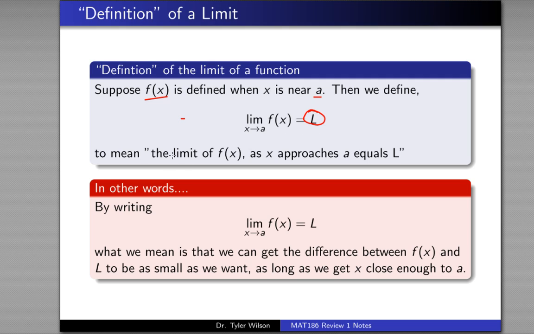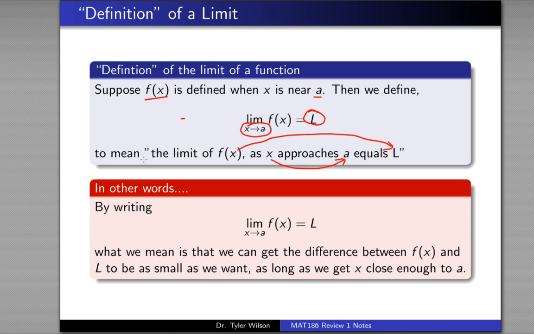What that means is as x gets closer and closer to a, f of x gets closer and closer to L. So the y values you're getting out of your function are getting closer and closer to L as x gets closer and closer to a. This is our idea of a limit.